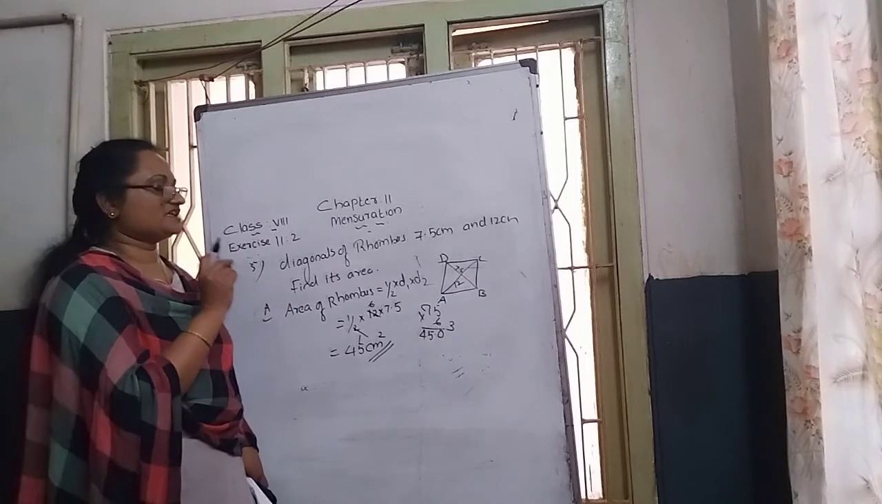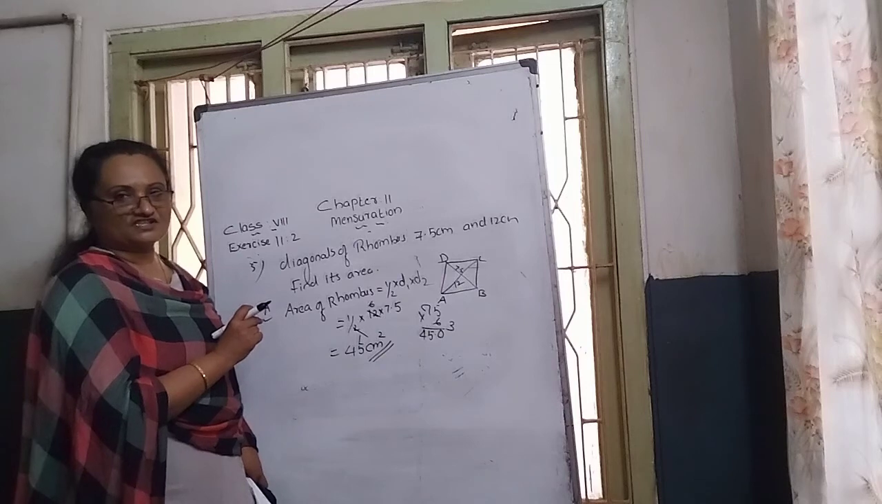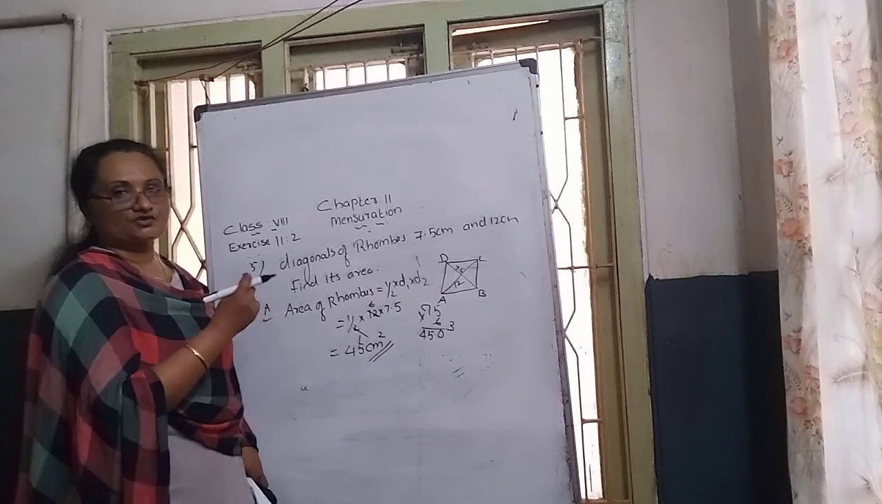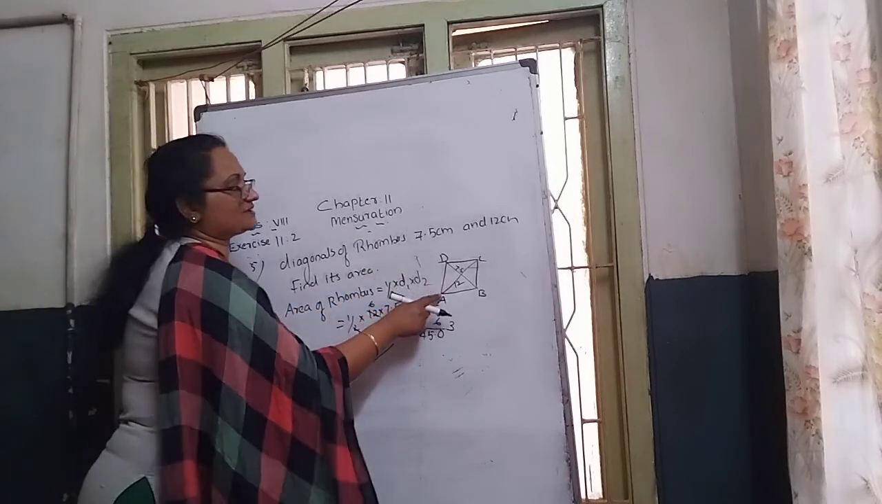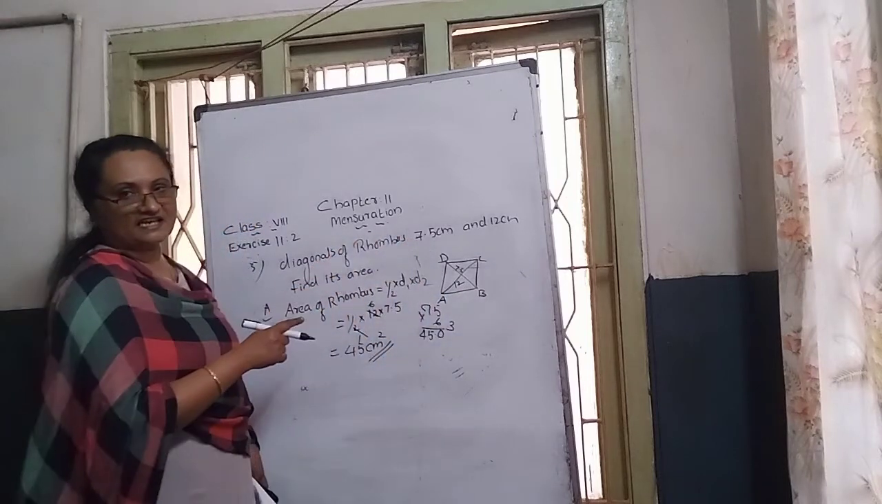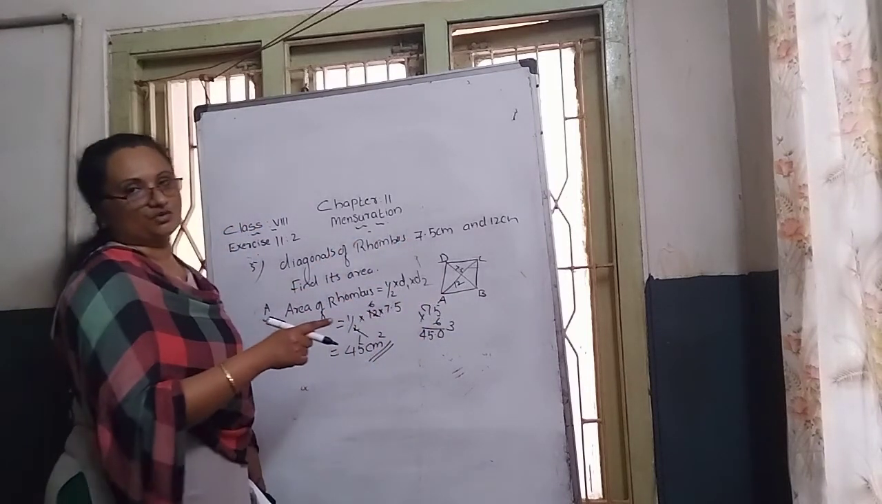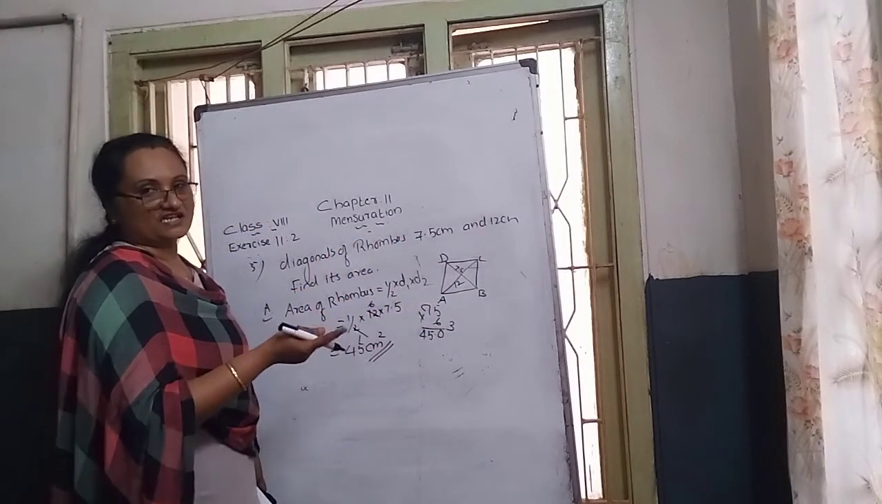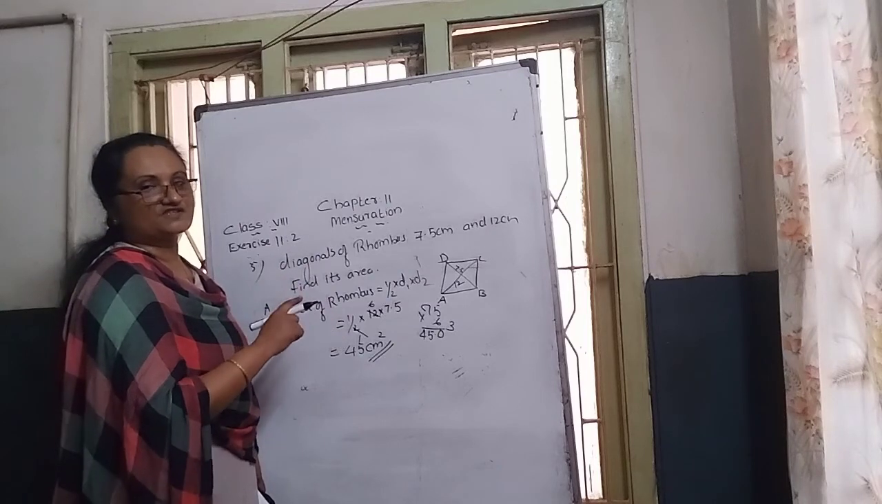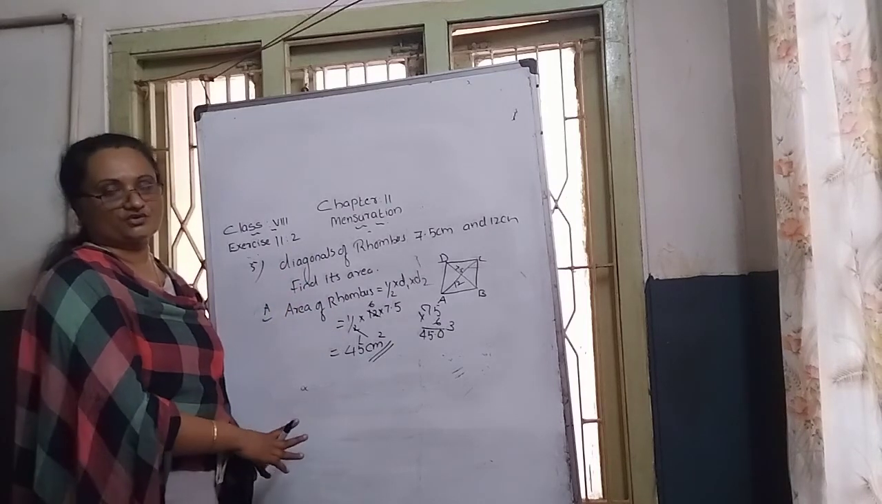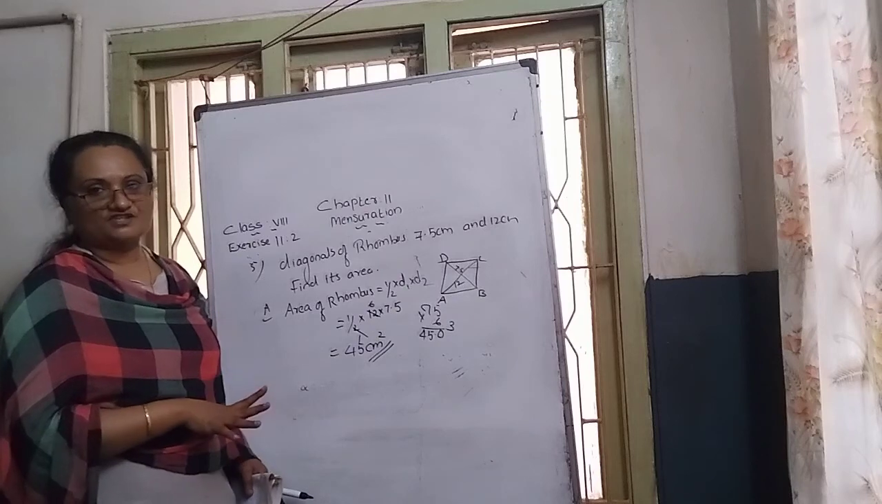Keep in mind, the area of a rhombus formula is half into the two diagonals. In this diagram, AC and BD are the diagonals. D1 into D2, where D1 is the first diagonal and D2 is the second diagonal. Substitute the values, multiply, do the calculation, and you will get the area of the rhombus.